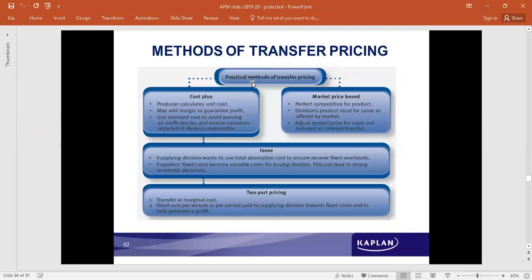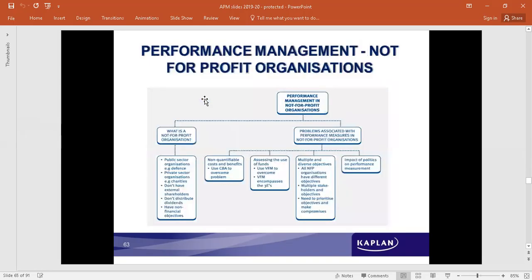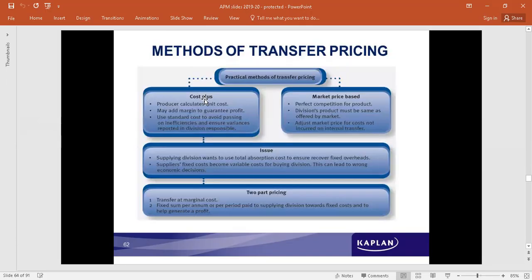The same is explained here as well. See, the cost plus pricing: cost could be the total cost plus profit, or the cost could be variable cost plus profit. So total cost plus profit is when there is no surplus capacity. If surplus capacity is available, it is variable cost, marginal cost plus profit margin. Otherwise, if it is perfect competition, the market is able to absorb everything, the transfer price will be based on the market price. Just remember this part. We'll go back to the case study.